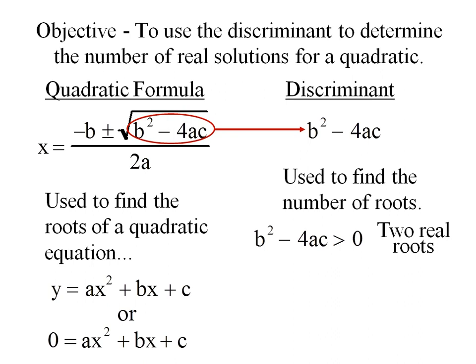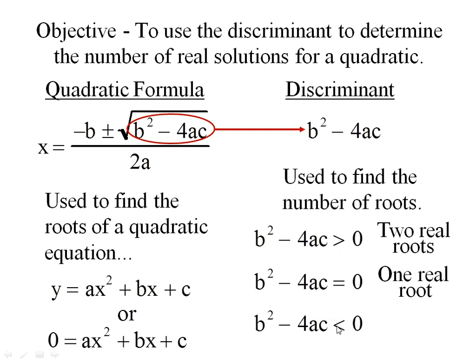If you discover that the value of your discriminant is equal to 0, then you're going to have one real solution, or one real root. And if you discover that your discriminant is a number that's less than 0, so it's going to be negative, then you will have no real solutions, or no real roots, which means that your parabola will never touch the x-axis. So that's what the discriminant does. It does not tell us what our roots are, it just tells us how many we're going to get.